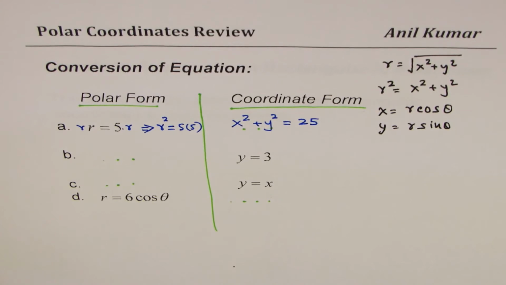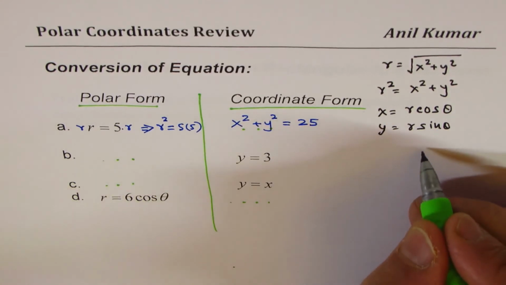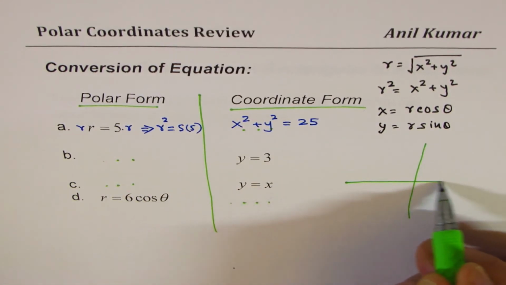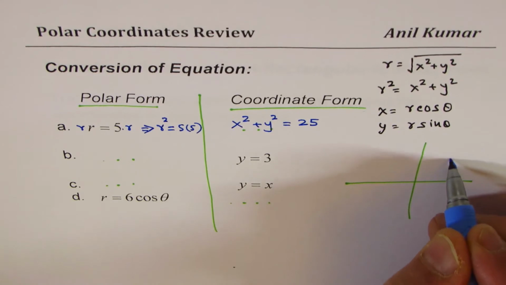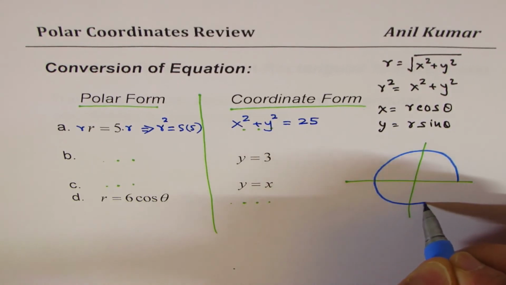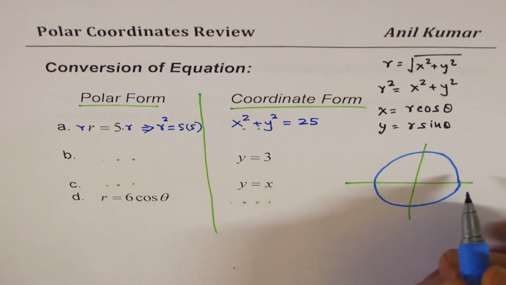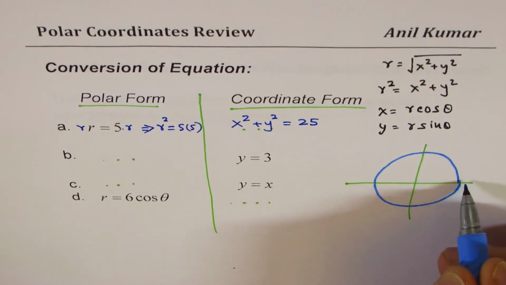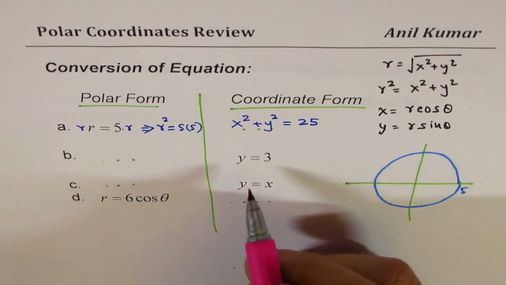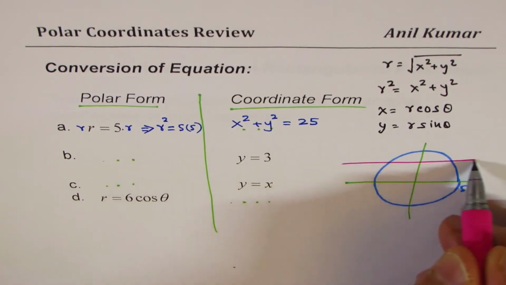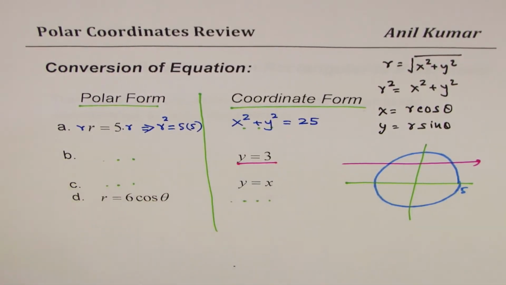Okay, so let me sketch that here on this side. So the first equation actually represents a circle of 5 units, right? So this radius is 5. Okay. The second equation is y equals 3. As you know, y equals 3 is a horizontal line. So let's say this is my line, which is y equals 3.